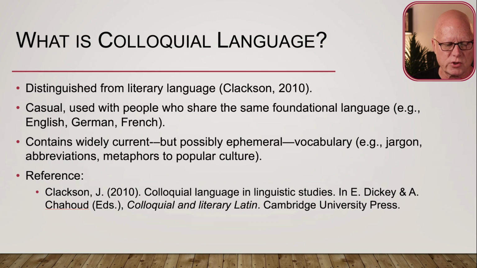So I think of colloquial language as being casual, such as the language that's used in informal discourse between or among people who share the same foundational language, such as 2 English speakers, or 3 German speakers, or 4 French speakers. Colloquial language typically contains current and possibly ephemeral words, meaning these are not timeless words. These are words that have temporarily entered the lexicon of conversation. So these are current vocabulary, but these can include jargon, abbreviations, and metaphors that have reference to popular culture. You may think of memes as being a form of colloquialisms.